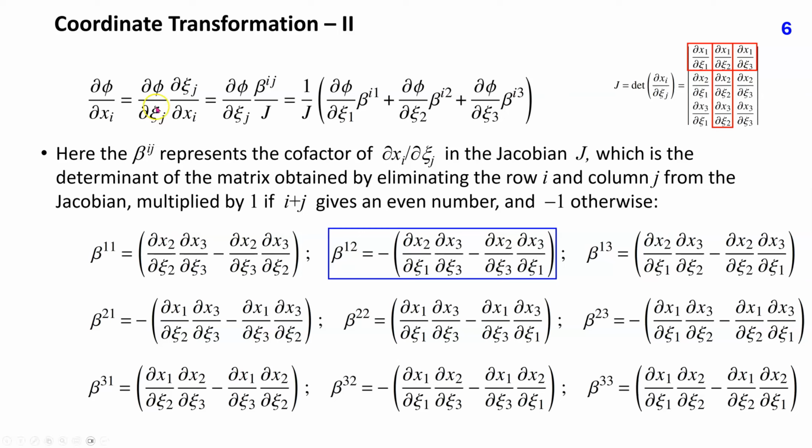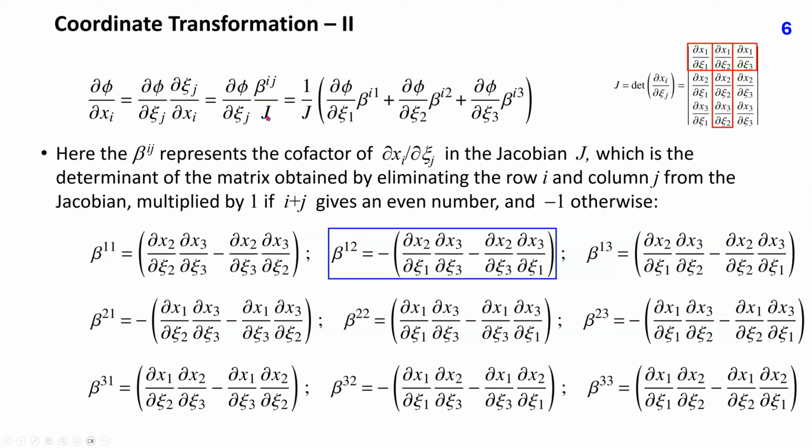The derivative of phi with respect to xi is equal to the sum of products of derivatives of phi with respect to psi j and the derivative of psi j with respect to Cartesian coordinate xi. Index j varies from 1 to 2 in 2 dimensions and from 1 to 3 in 3 dimensions. The derivative of a non-orthogonal coordinate psi j with respect to Cartesian coordinate xi is equal to the cofactor of delta xi to delta xj in the Jacobian J, which is here denoted as beta ij, divided by the Jacobian.